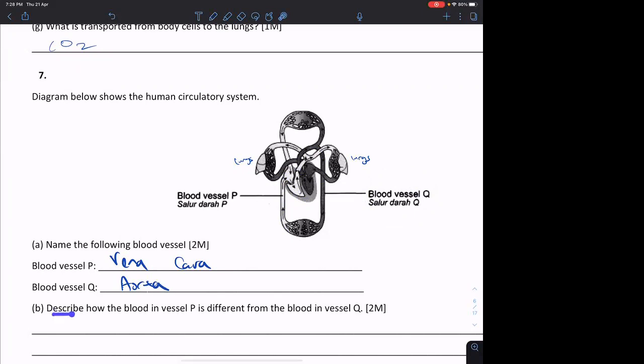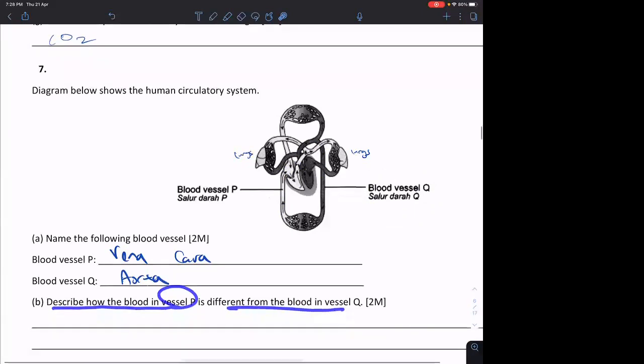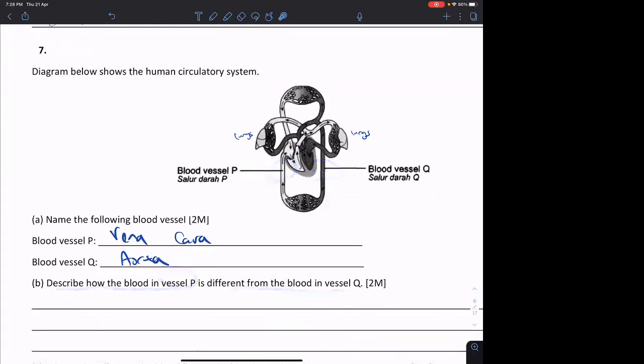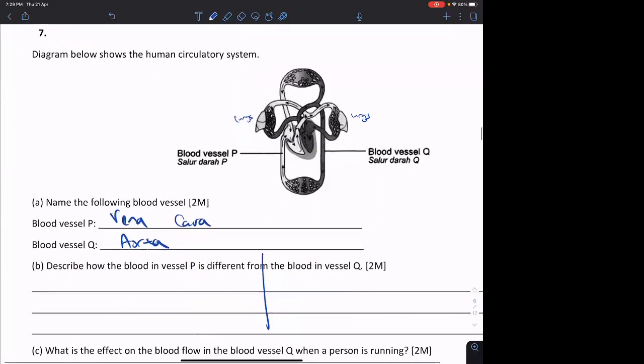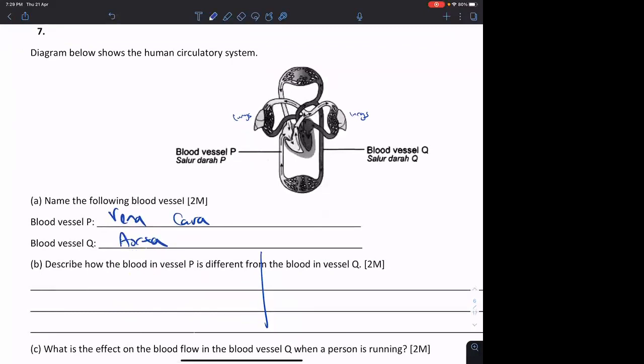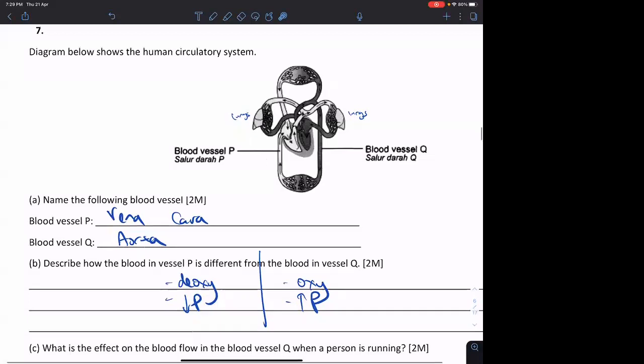So B, describe how the blood vessel in P is different from the blood vessel in Q. So how are these two different? Wow, so many things to say. P is returning to the heart. But they want you to describe the blood. Since this is returning, this is deoxygenated. This is oxygenated. What else? You can say this one has low pressure, this one has high pressure. Same thing. They just want you to write one difference, so you choose one. There are two here, you write any two you want, or any one you want.